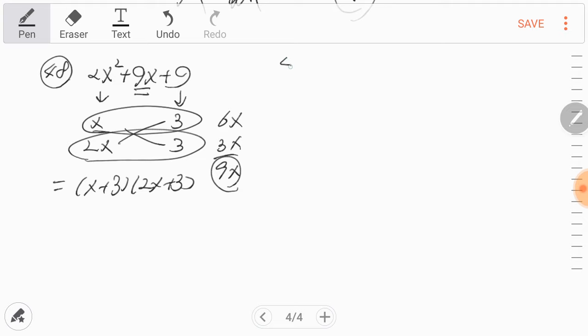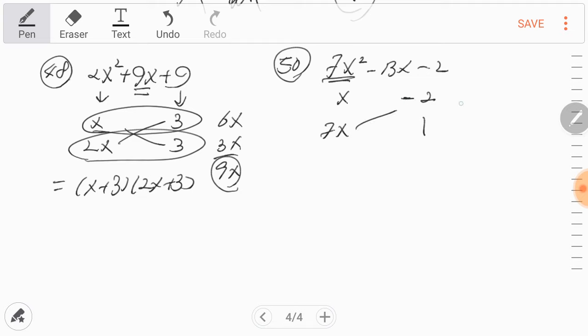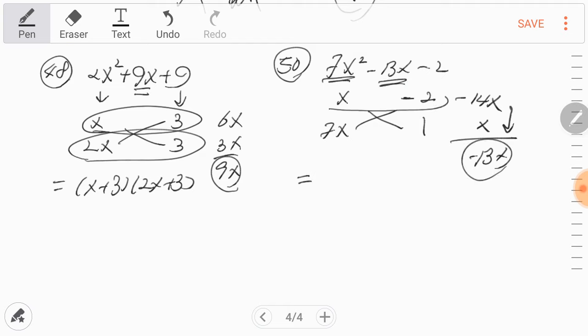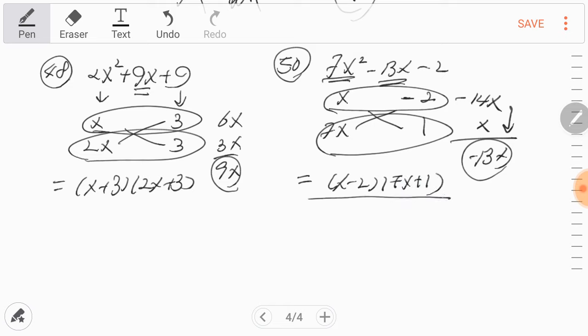Okay, let's try 50, the even numbers. 7x squared minus 13x minus 2. The first term is x times 7x, and 2 can be 2 times 1. We have to put the negative sign, so let's try on 2. Then this product is negative 14x. This is x. The sum is negative 13x, which is the same as the term in the middle. So this is equal to the first line times the second line, 7x plus 1 times x minus 2.